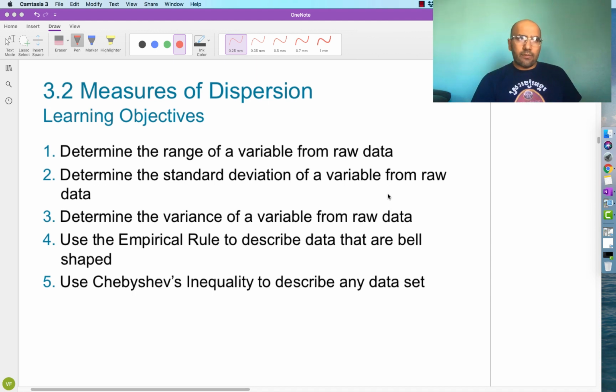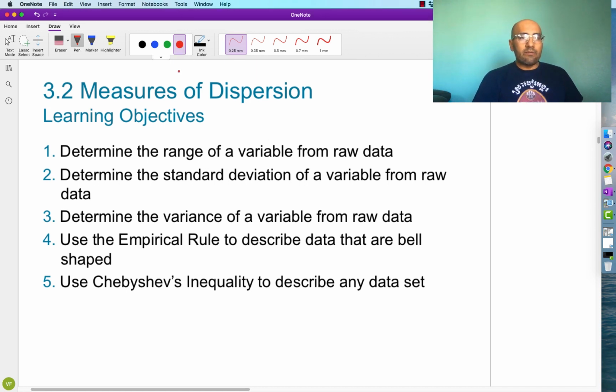But for us, we're just going to be focusing our attention on the mode, the median, and the mean as measurements of the center. Where's the middle of the data? On the other hand, we also want to think about dispersion. How spread out is the data in relation to itself? So we want to look at ways to do that.